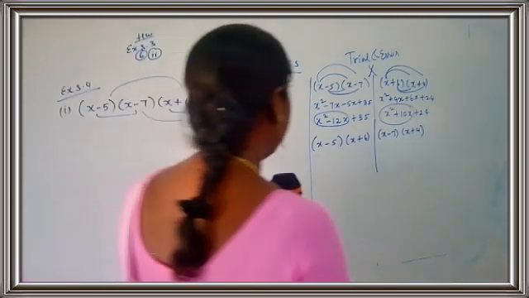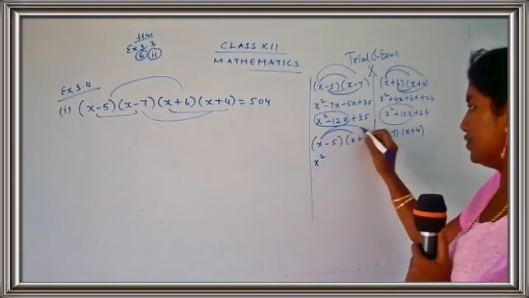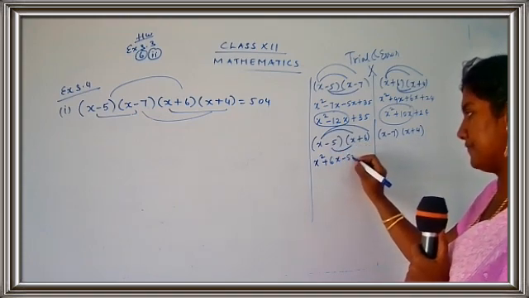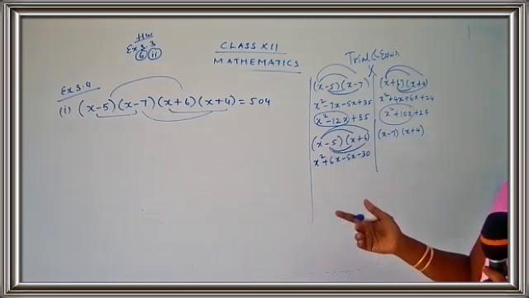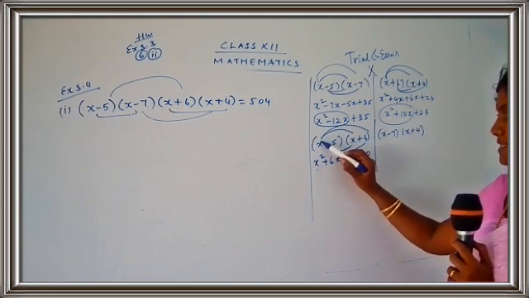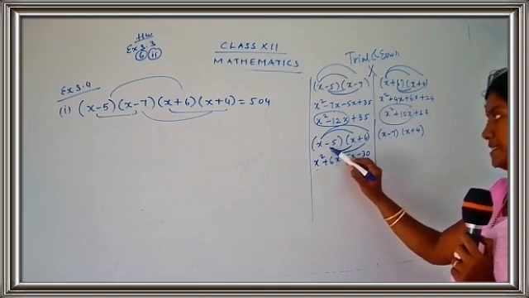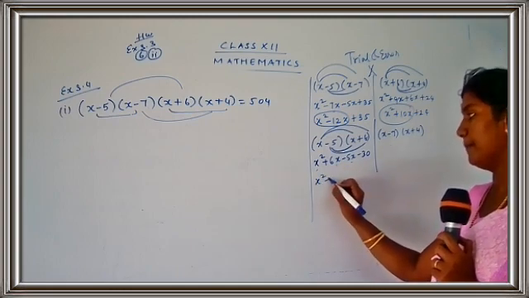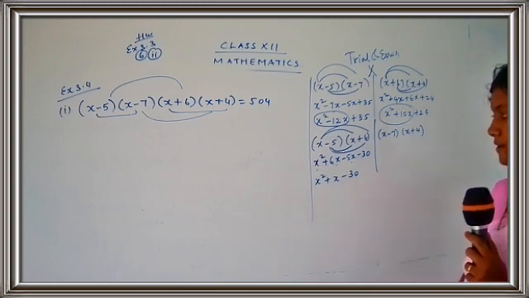Okay, let me try. x into x, x square; x into 6, 6x; minus 5 into x, minus 5x; minus 5 into 6, minus 30. It's very simple, no need to explain, you people can understand the calculation. So x square plus 6x minus 5x minus 30, that is x square plus x minus 30.